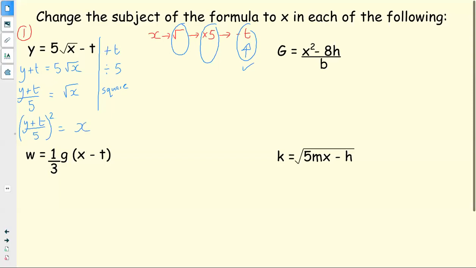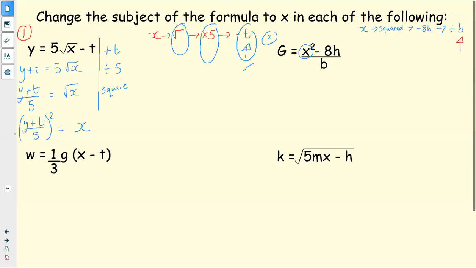Okay, next part, number 2 over here. So again, I'm starting with x. What is happening to the x? The x is being squared, and then I am subtracting my 8h, and then I am dividing by b. So you want to undo everything that's happened to it, and you want to do it in the right order. So you want to start here.